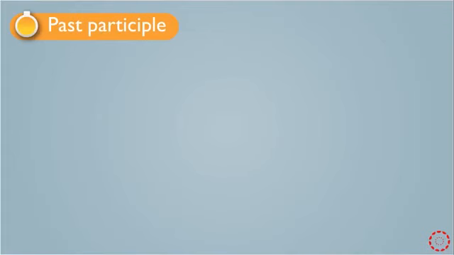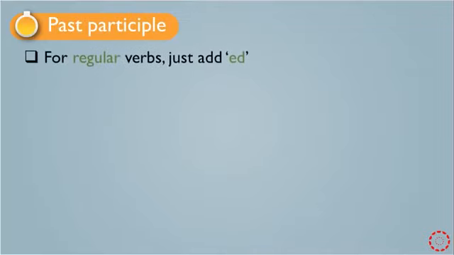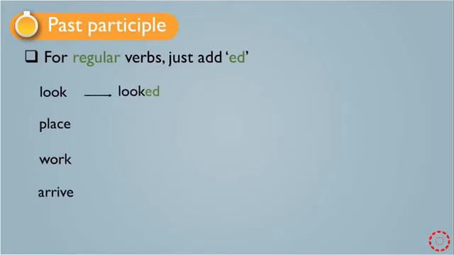Past participle, we have two kinds of verb, which is regular and irregular verb. For regular verbs we just add ed. It means they can take ed, and we change these verbs from present to the past participle by adding ed, like look, place, work, and arrive. Look became looked, placed, worked, arrived.